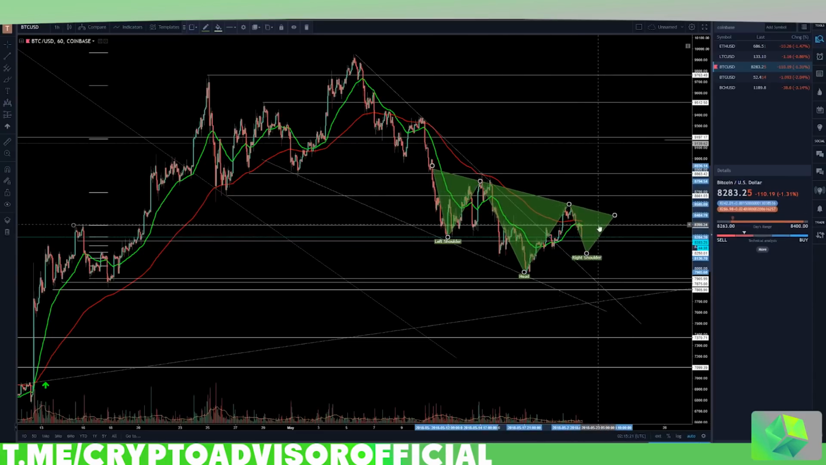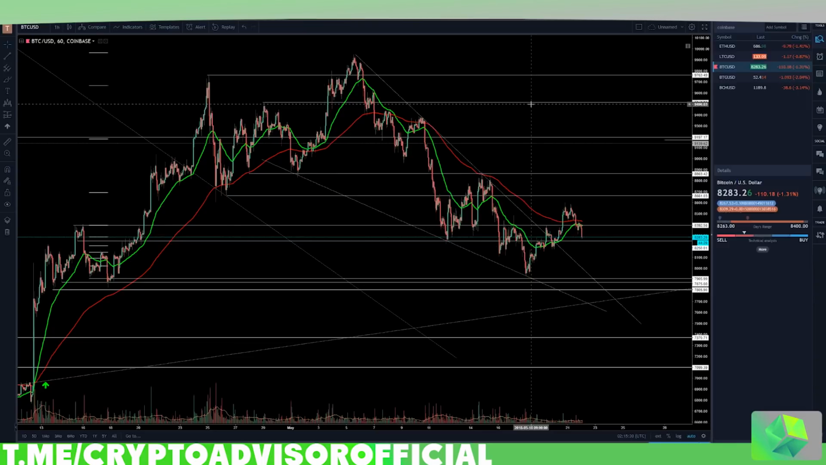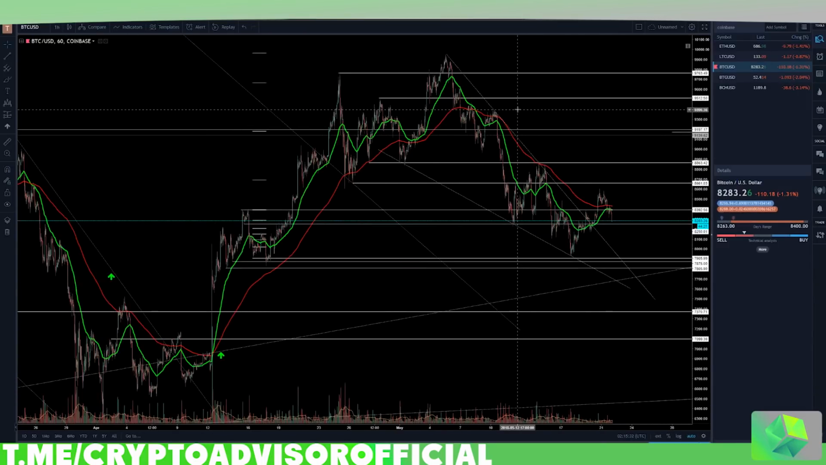There's lots of possibilities for this next move. I'm personally still looking for an uptrending Bitcoin since we did break this wedge. Very positive. Anyways, let's get right into the video and the different types of trading bots.